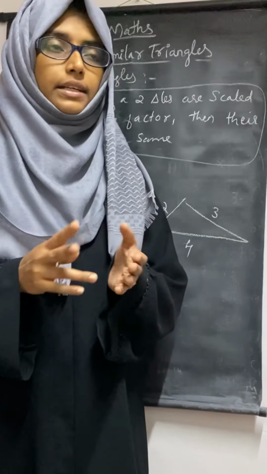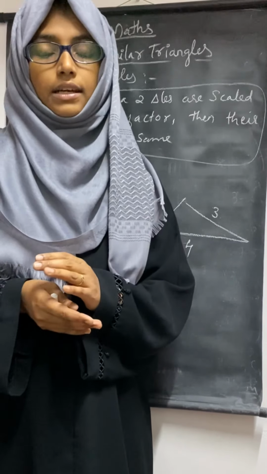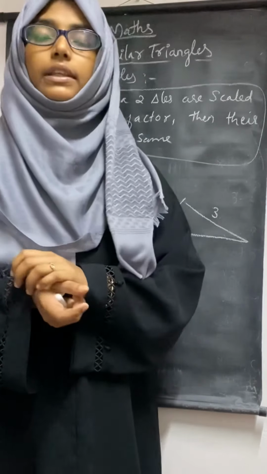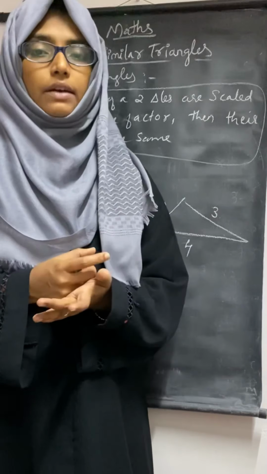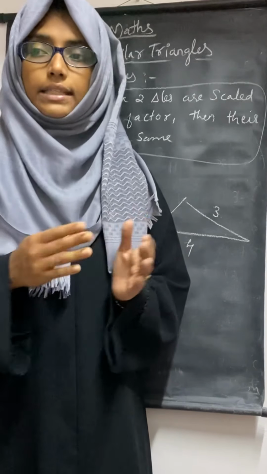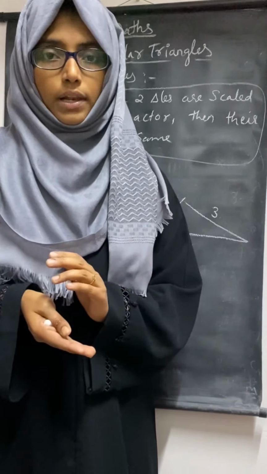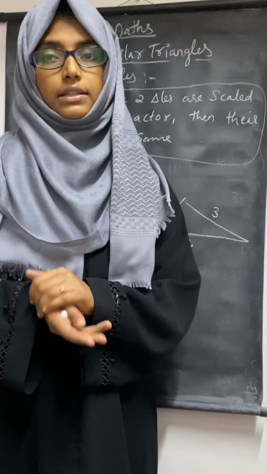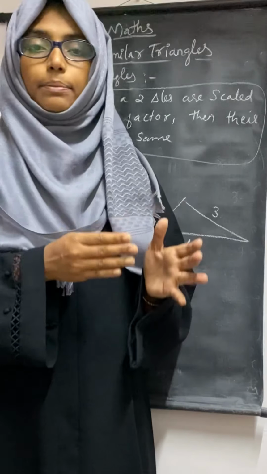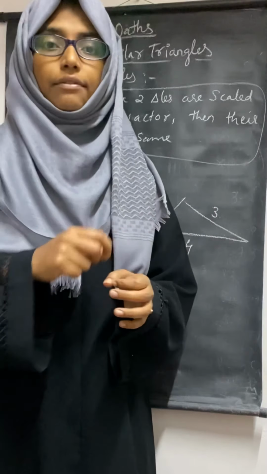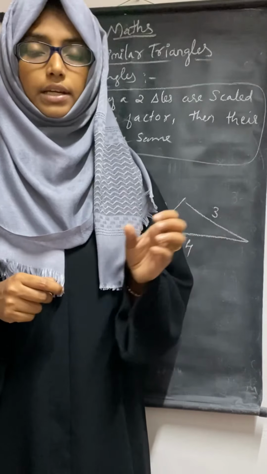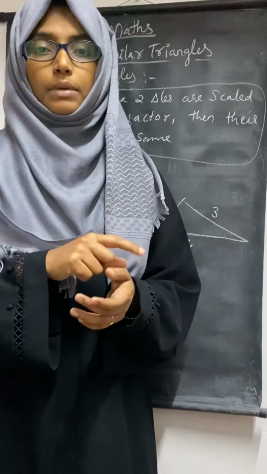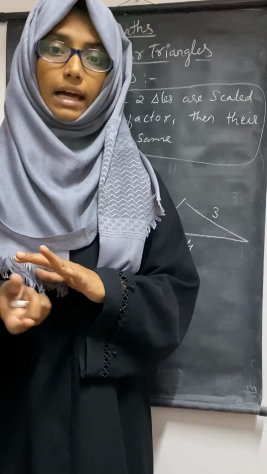If two triangles are given, one smaller and one larger, by looking at the smaller triangle and the larger triangle, you have to say whether they are similar or not. So the first condition we studied is that if all the angles are equal, then the sides will be scaled by the same factor. Scaled by the same factor means we are multiplying by the same number everywhere. From the smaller triangle, each side is multiplied by the same number, so that you can get the larger triangle.